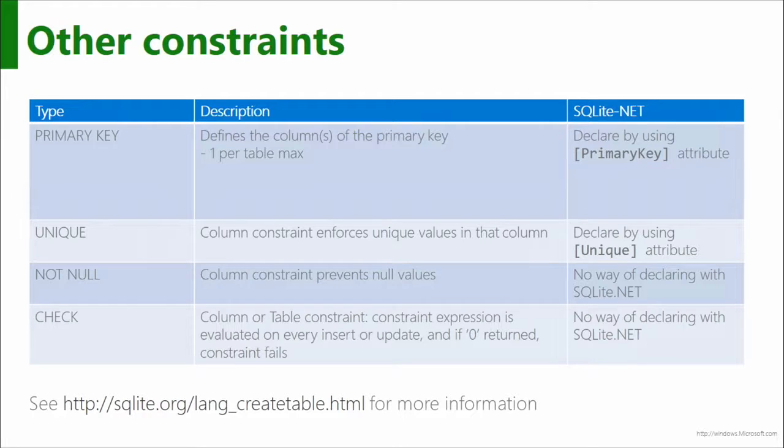So you've got a lot of the features that you would expect to have in any kind of database, and you can use primary key, unique, not null, and check constraints in your create table statements if you're using SQLite PCL. I've just called out that in SQLite-net there are ways of doing these things as well, using primary key attributes and unique attributes, but you can't actually do not null and check constraints in that one. Lots more information at SQLite.org. You can go and read about it there.